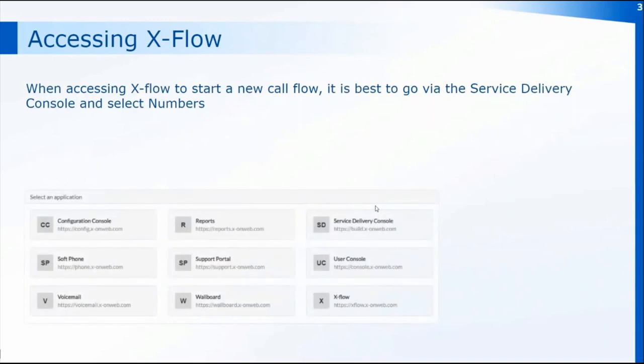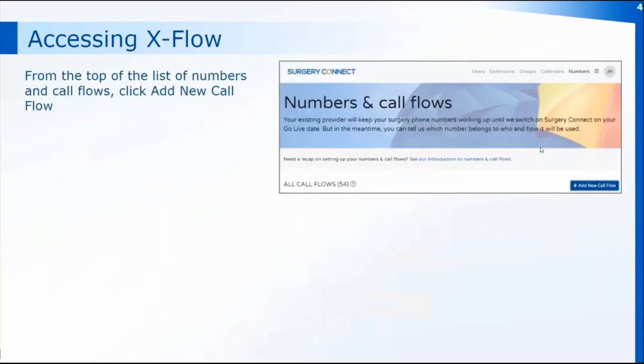So when you log in to our single sign-on, you'll be given the 9 boxes as a supervisor. If you click on the service delivery console box and then move on to the numbers menu at the top of the page, which will be just up by your initials at the top there. When you select numbers, you'll then be given a list of the numbers and call flows that you currently have set up for your particular practice.